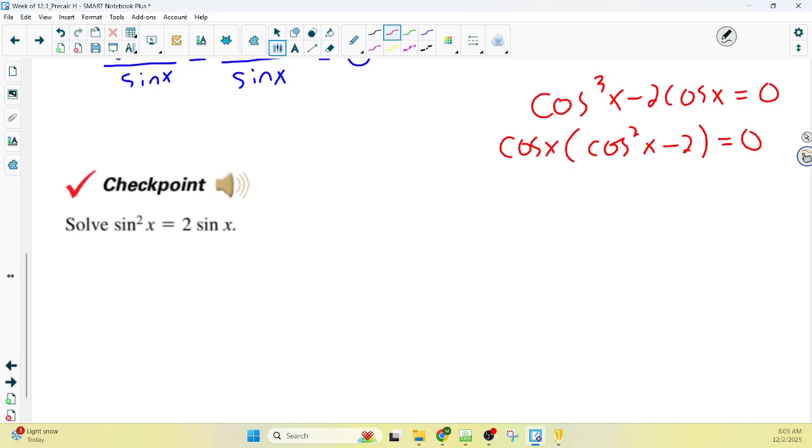What I'm seeing is that I have cosine of x equals 0, and I have cosine squared of x equals 2, if you're okay. I set them both to 0 and added the 2 to both sides, right? And that means that cosine of x here is going to equal plus or minus root 2.